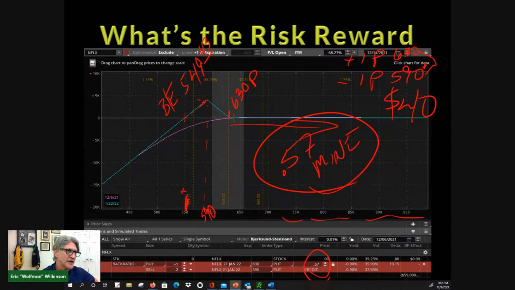But if you do this for a debit, guys, this is all risk to the upside here. If it's a debit, this line that we're talking about would come down to here and be below that line. You would have lost money.